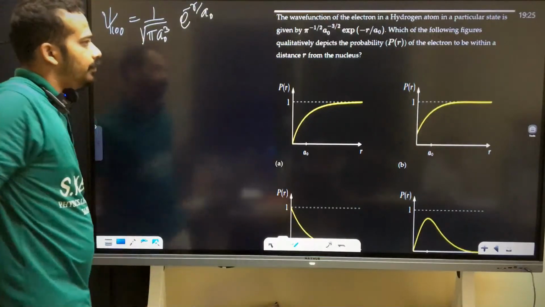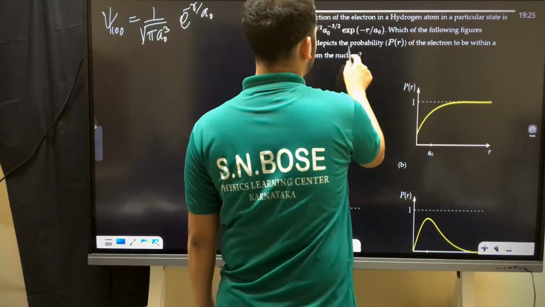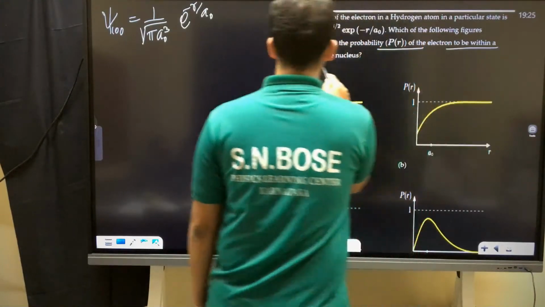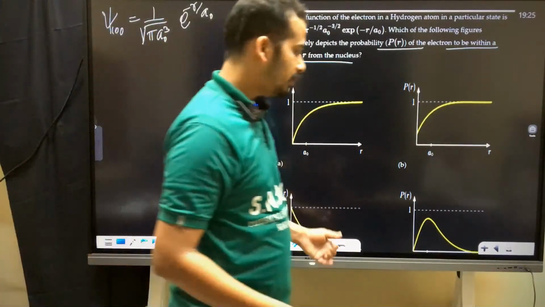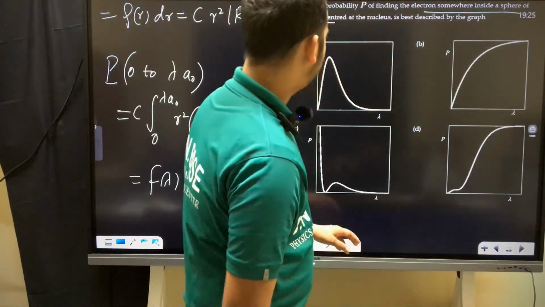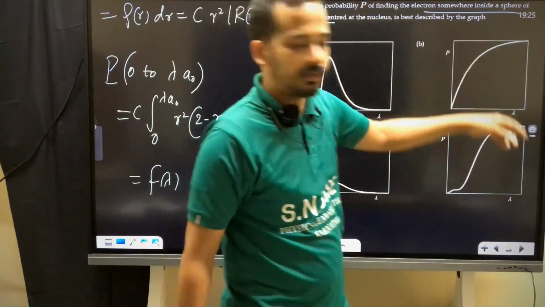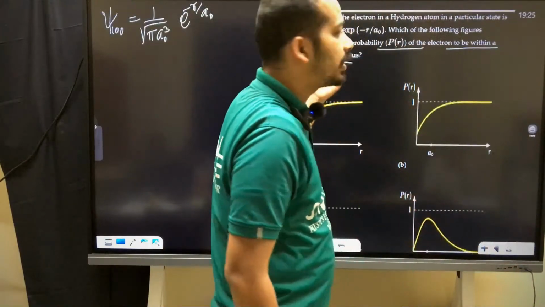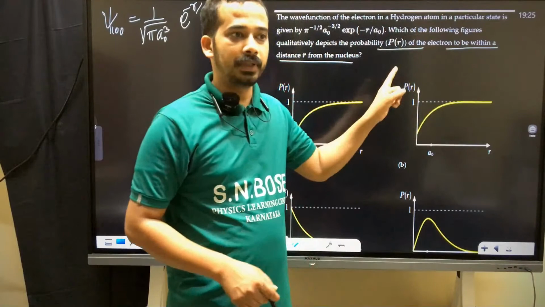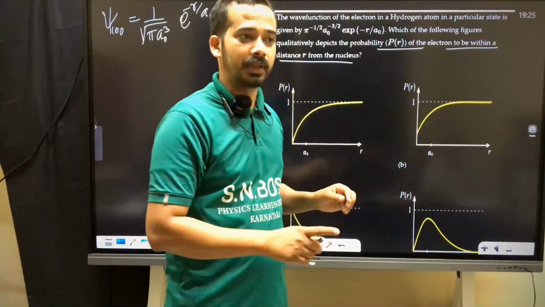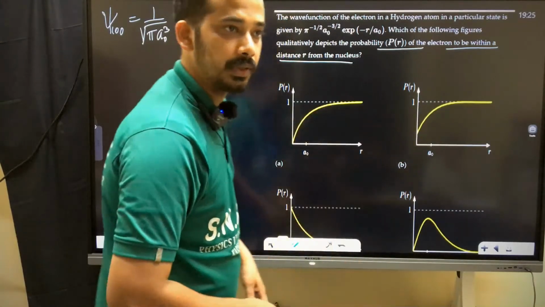Now, which of the following figures qualitatively depicts the probability of the electron within the distance r from the nucleus? That is very similar to the last question. We said probability of finding the particle inside the sphere of radius a naught. Now he is saying inside the sphere of radius r. This is not radial probability density, that is r to r plus dr. Finding the particle from r to r plus dr is different from finding it within the sphere.